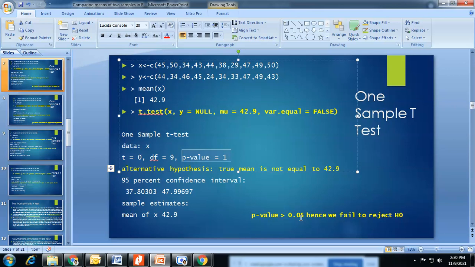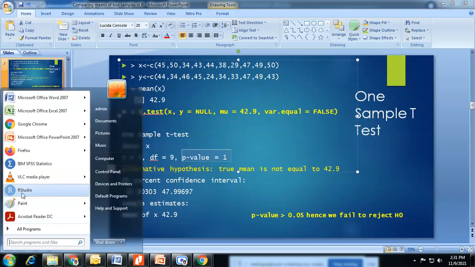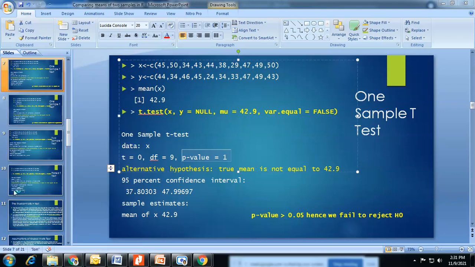That means we are accepting the null hypothesis, that the mean is equal to 42.9, which is true. Let us perform this test using R.